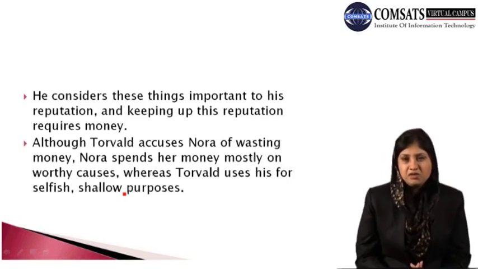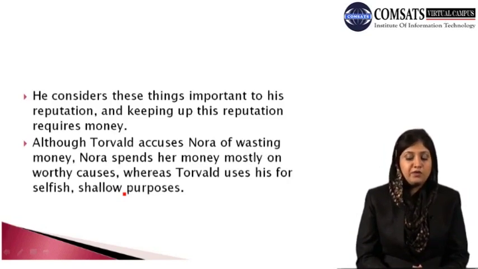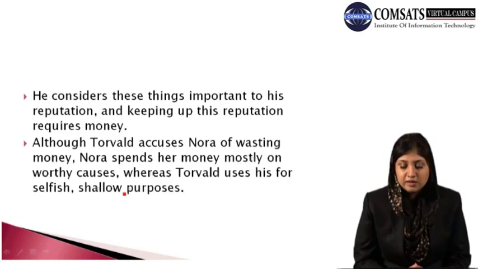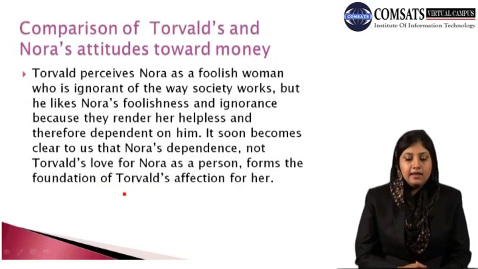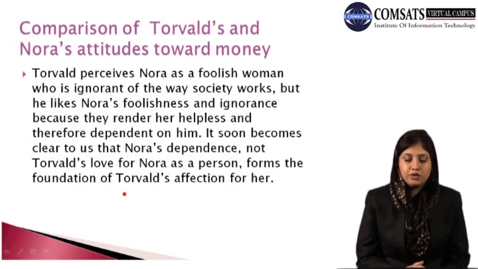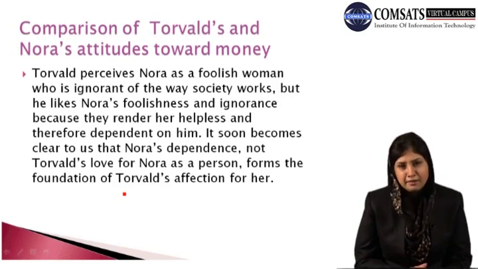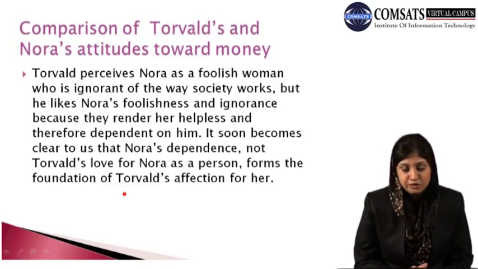Although Torvald accuses Nora, blames her for wasting money, Nora spends her money mostly on worthy causes, whereas Torvald, who would defend himself as a wise person utilizing money very wisely, uses his money for selfish, shallow purposes. Now, we see that Torvald perceives Nora as a foolish woman who is ignorant of the way society works. She is innocent, she does not know anything. Little birdie, but he likes Nora's foolishness and ignorance because they render her helplessness and therefore dependence on her husband.